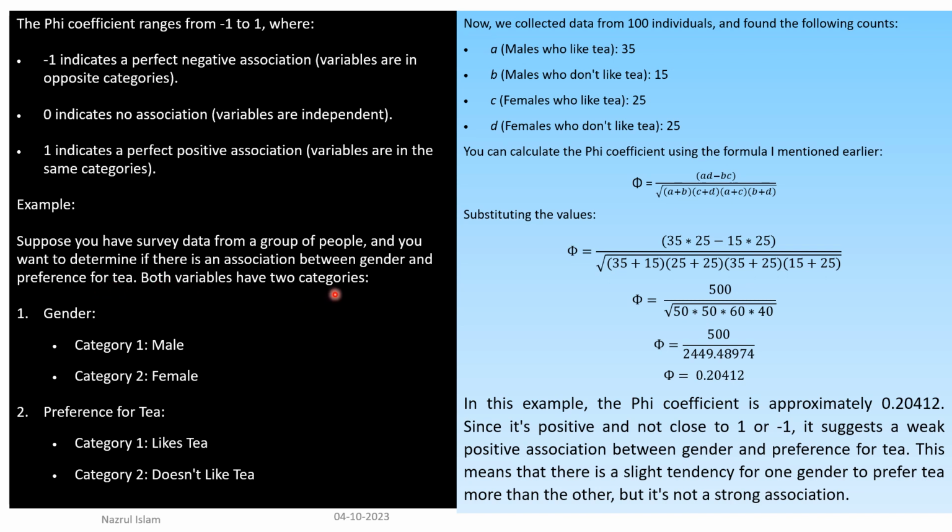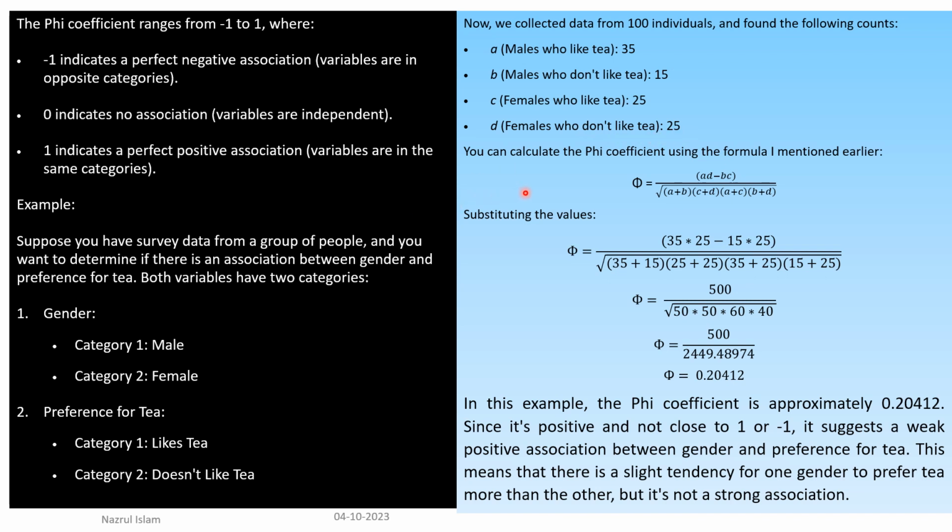Both variables have two categories. Suppose gender: category 1 male, category 2 female, and preference for tea: category 1 likes tea and category 2 does not like tea. Now we collected data from 100 individuals and found the following counts. Here A, males who like tea, equals 35; B, males who don't like tea, 15; C, females who like tea, 25; and D, females who don't like tea, 25.